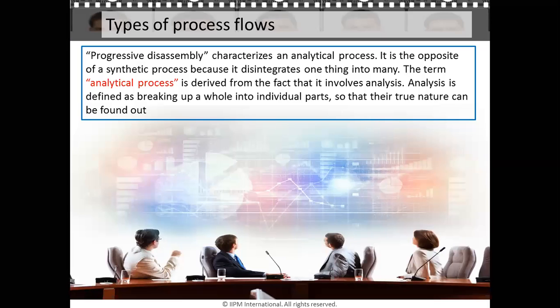Progressive disassembly characterizes an analytical process. It is the opposite of a synthetic process because it disintegrates one thing into many. The term analytical process is derived from the fact that it involves analysis. Analysis is defined as the breaking up of a whole into individual parts so that their true nature can be found out.